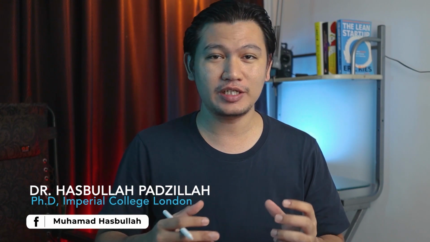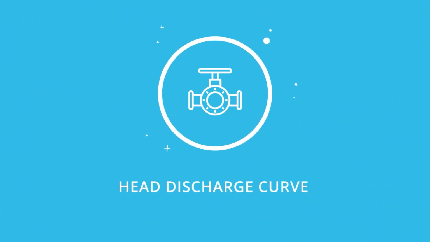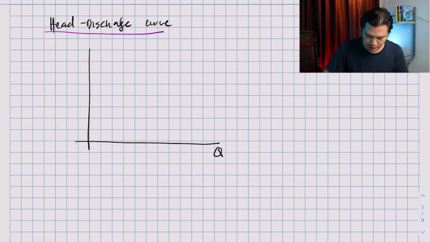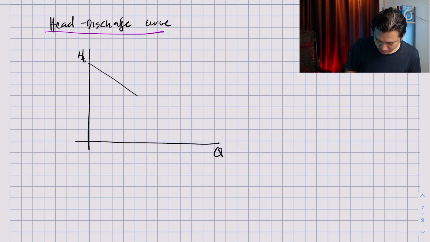Hello guys, Dr. Hasbullah here, and in this video we're going to try and go a little bit deeper into what we call the head discharge curve. You have seen before that the head discharge curve looks something like this. On the horizontal axis you have the Q, or the volume flow rate, and the vertical axis you have the HT, or theoretical head, and the line looks something like this.